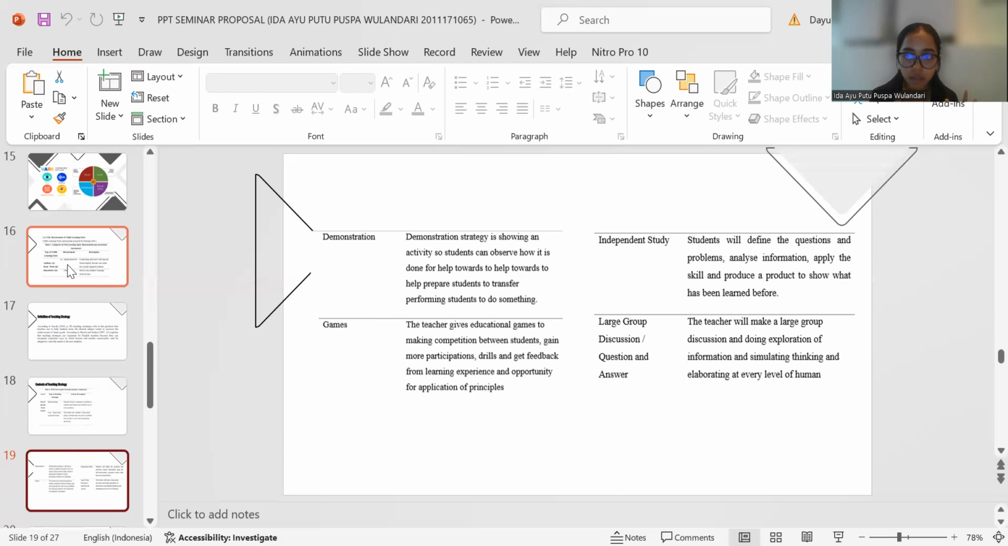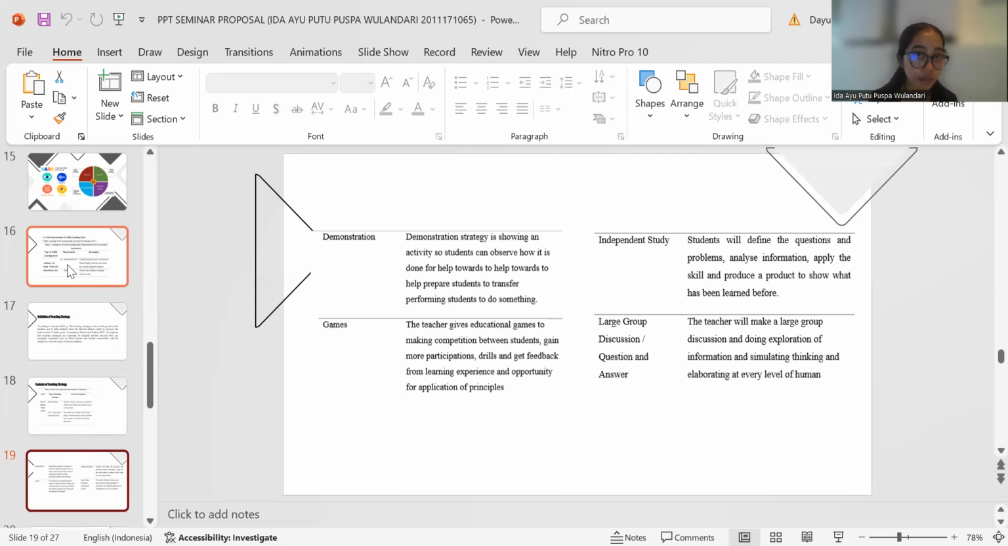puzzles or braille games and any other educational games to make a competition between the students, gain more participants, and drills, and get feedback from the students from the learning experience and opportunity for application of the principle.